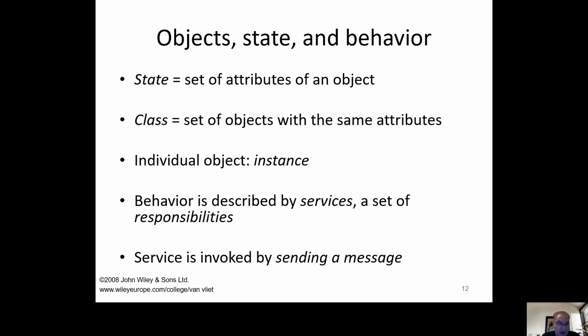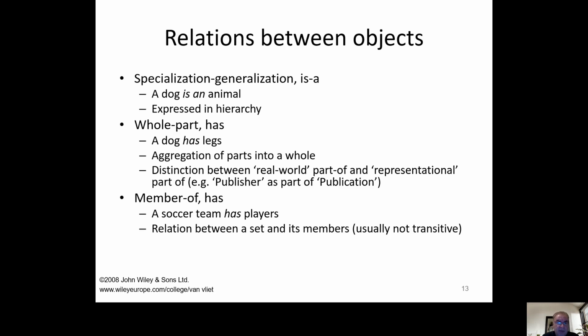Behavior is described by services and a set of responsibilities, and services are invoked by sending a message. Typically in our world, we send each other messages, and that's the way we communicate, right? So, the relationship between objects, which I just covered for you. There are different types: weak relationship, strong relationship, association, but there are other ways we could look at it.